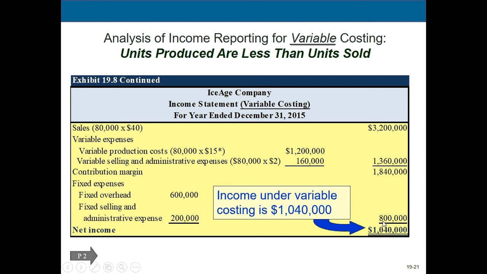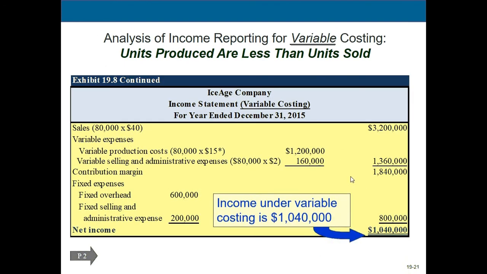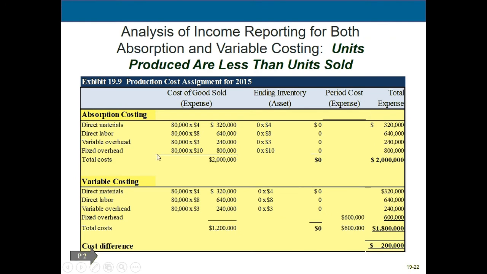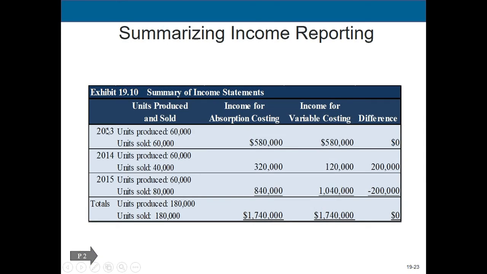The difference between these two? I'm going to go back one slide. 840,000 for absorption, 1,040,000 for variable. Isn't that 200,000? But it's 200,000 the other way. In 2014, we also had a $200,000 difference. Here it is. Absorption costing gives us total cost of 2 million. Variable costing gives us 1.8 million. That's $200,000 cost difference. So in time, from 2013-14 to 15, really we netted out a zero difference, because it all ends up working out in the end, folks.